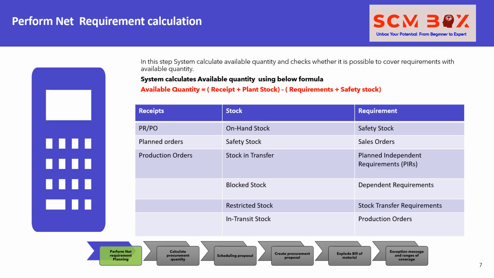Because if the available quantity is in excess, then the system will not plan that material. If the available quantity is negative, then the system tries to plan that material.